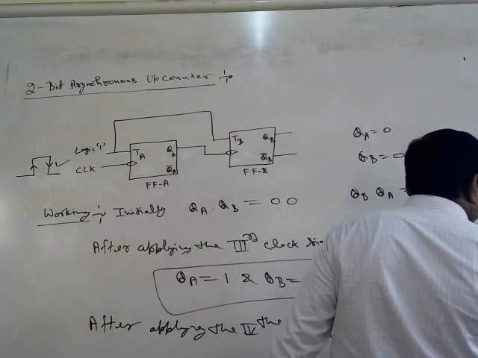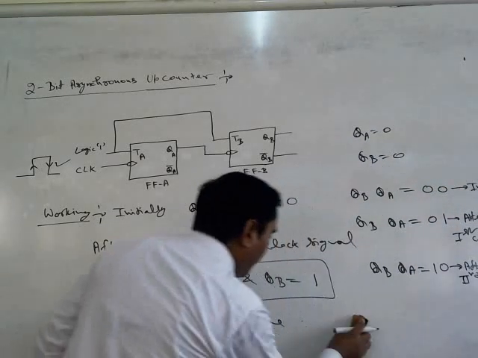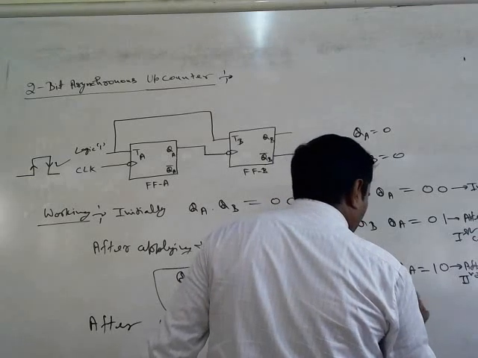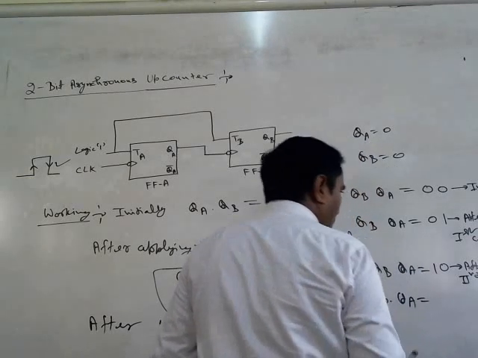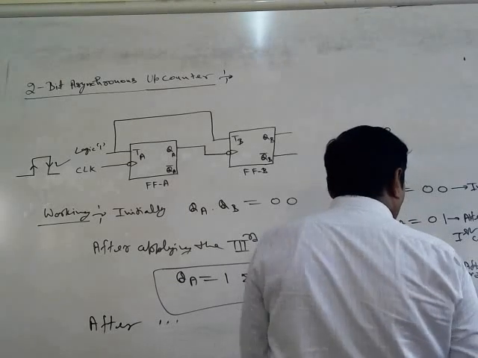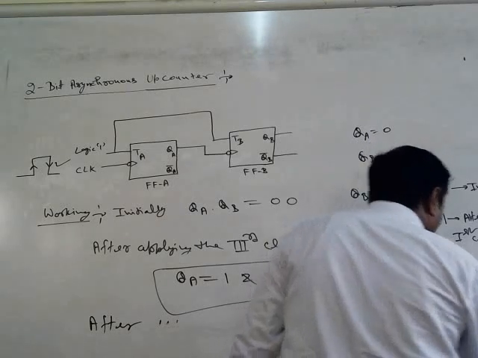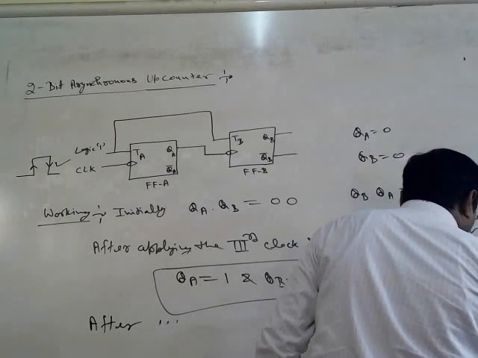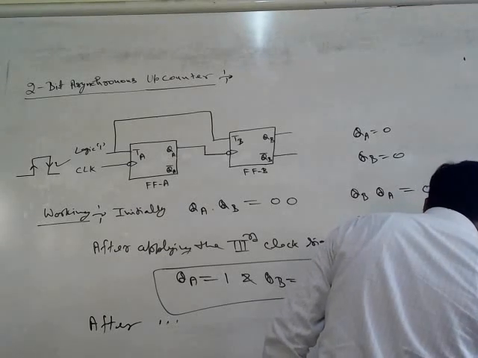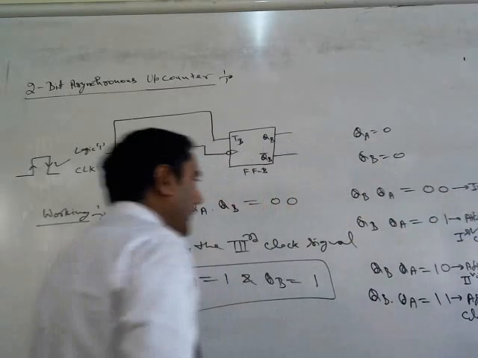After the second clock signal, QB QA equals 1 1 after the third clock signal.